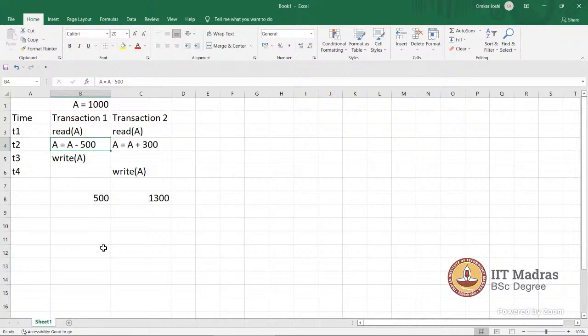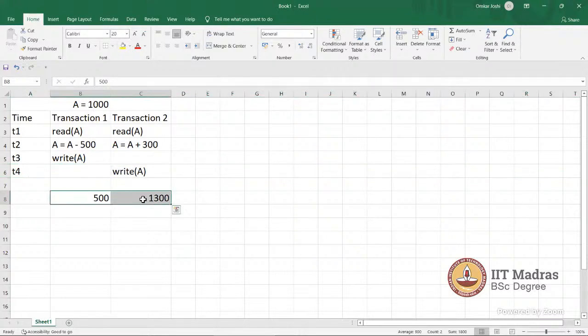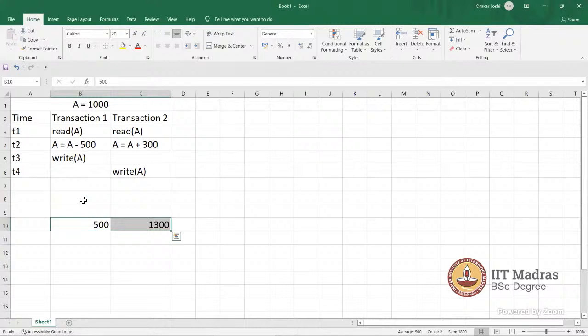Sir, after T4, there should be one more transaction read. Unless we read, how will we know that our account has been updated? That's what I was trying to tell you earlier. Don't worry too much about the final read. We're just asking what is the value of A. I mean, in pseudocode, we never write the read operation, right?